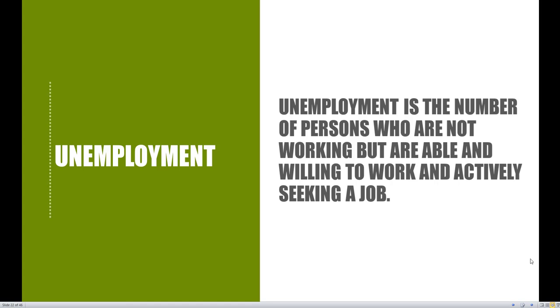The hard part about unemployment is not actually the formula or the calculation itself, it's seeing exactly who makes up what category in terms of the economy. How do we define who's in the labor force and who's out of the labor force? How do we define who's employed and unemployed? That's something we need to get deeper into in this lecture.